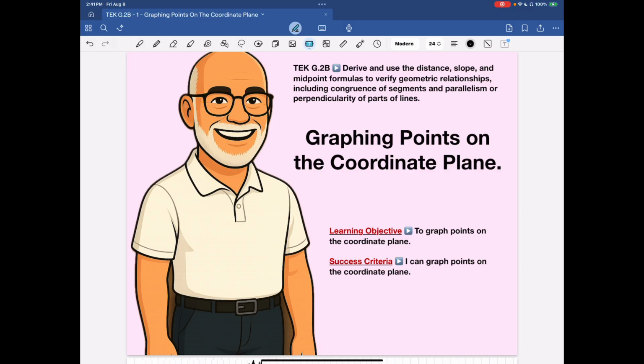Today's TEK is G2B: Derive and use the distance, slope, and midpoint formulas to verify geometric relationships, including congruence of segments and parallelism or perpendicularity of parts of lines. Today's video is about graphing points on the coordinate plane, and our learning objective is to graph points on the coordinate plane. You will know you have mastered this objective when you can actually graph a set of points on the coordinate plane. Step by step, skill by skill, you've got this. Let's win the day.